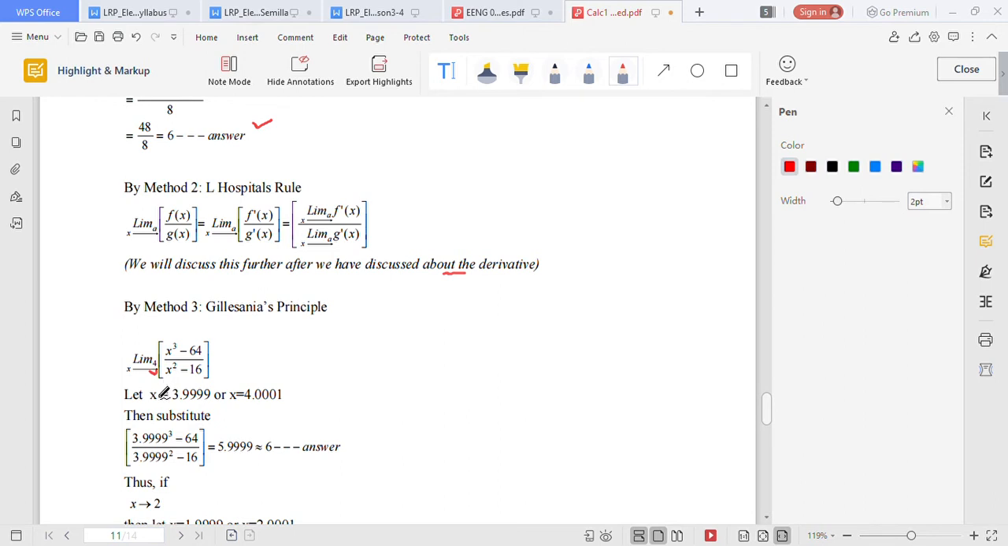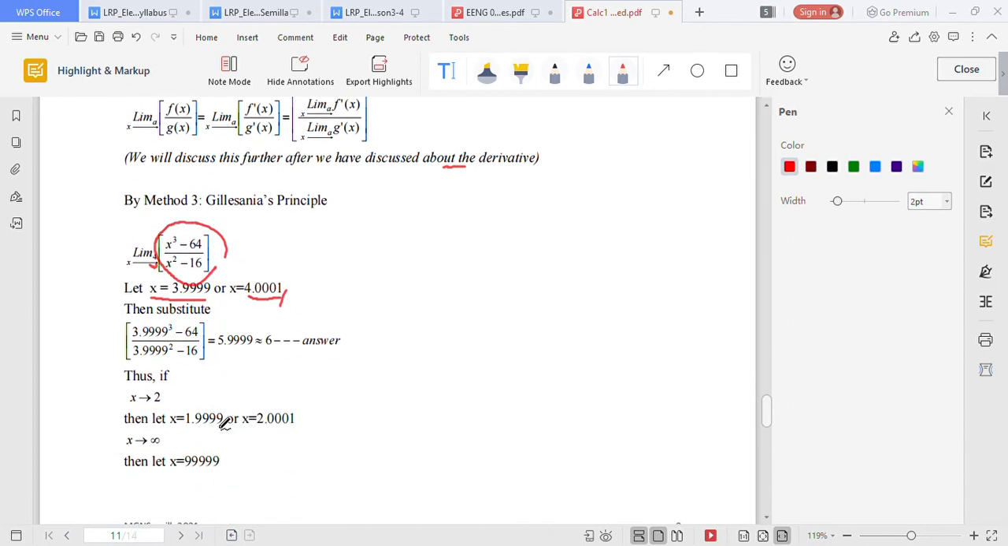Since that is just approaching, then that means it is not really equal to 4. So that is near to 4. If we have 4 as the value being approached, we let x be 3.99 or 4.001, and then we just directly substitute this value to the given function, such that we have 3.999 cubed minus 64 over 3.999 squared minus 16, and so we have an answer of 5.99, rounded off to 6.